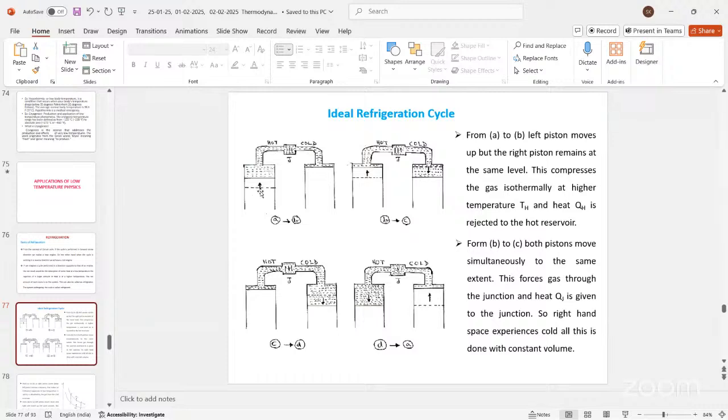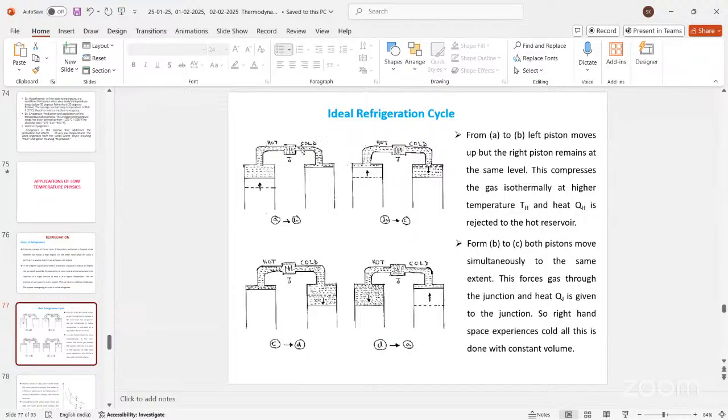The left piston, this is the piston. Here the left piston moves up, but the right piston remains at the same level. Pressure is applied from here, compressing the gas isothermally at higher temperature TH, and heat QH is rejected, and heat and cold we are taking.